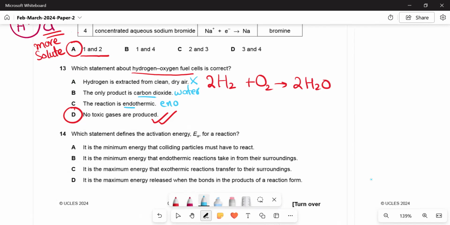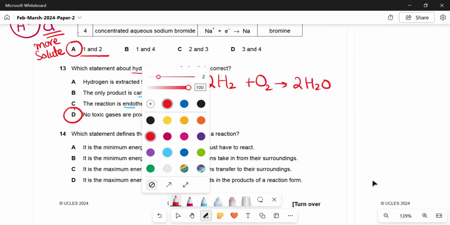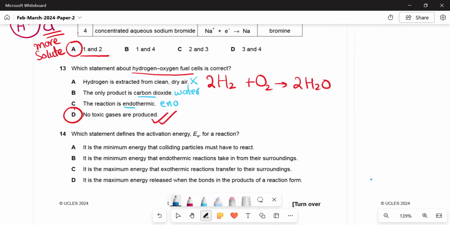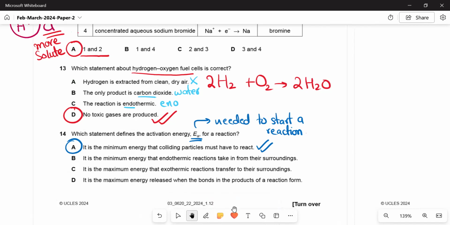Which statement defines the activation energy, EA, for a reaction? Activation energy is the minimum energy that colliding particles must have to react. This one is correct, because activation energy is the minimum amount of energy needed to start a reaction, that is, needed by the particles to collide with each other and start a reaction.